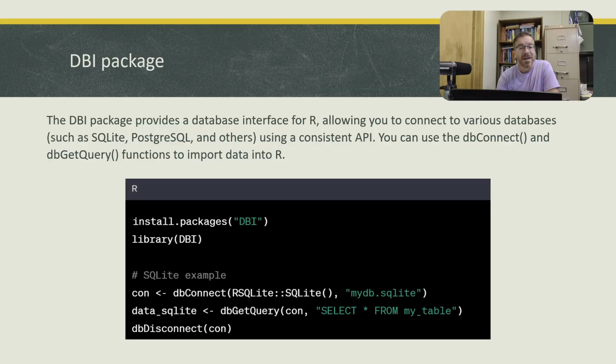This next one is one that I have a lot of experience with. This is the DBI package. The DBI package provides a database interface for R, allowing you to connect to various databases such as SQLite, PostgreSQL, and others.